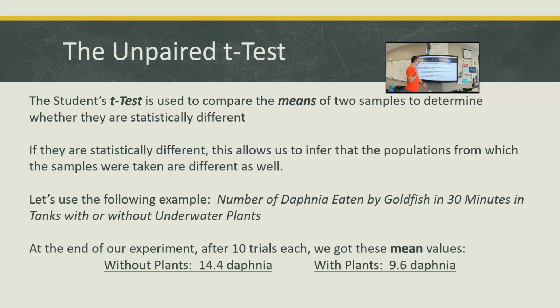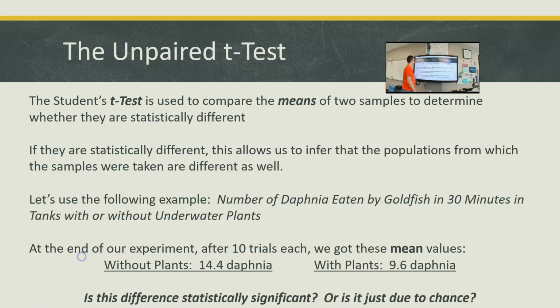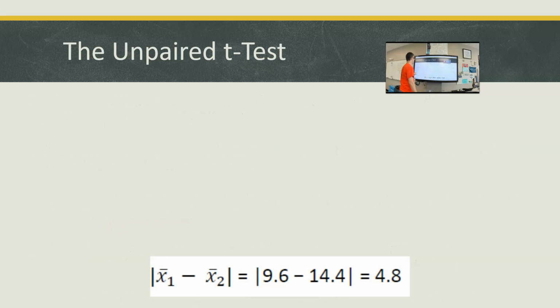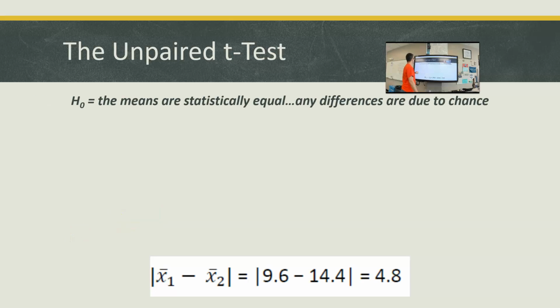Without plants, we got 14.4 Daphnia that were eaten on average, and with plants it was 9.6 Daphnia eaten on average. We did it 10 times in 10 different situations and took the average. Is this difference statistically significant, or is it just due to chance? All right.